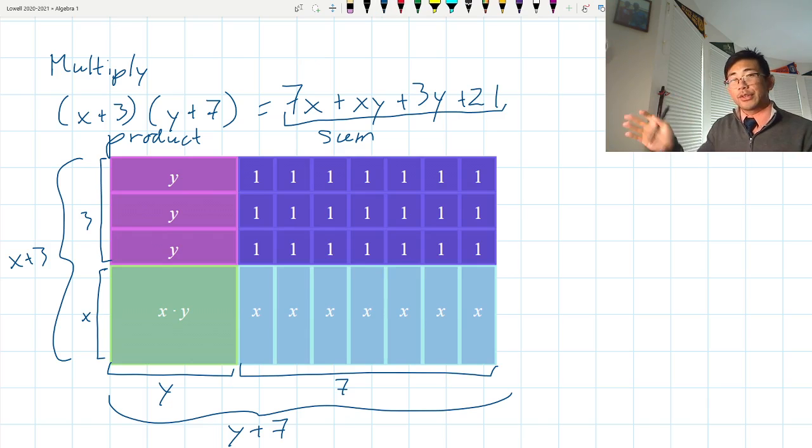Now, again, if you don't have the algebra tiles, how could you do it? Well, what we're going to do in the next video is take this same idea and redraw this rectangle, but without using all the algebra tiles. And I'll show you what I mean in that next video. All right, so I'll see you there.